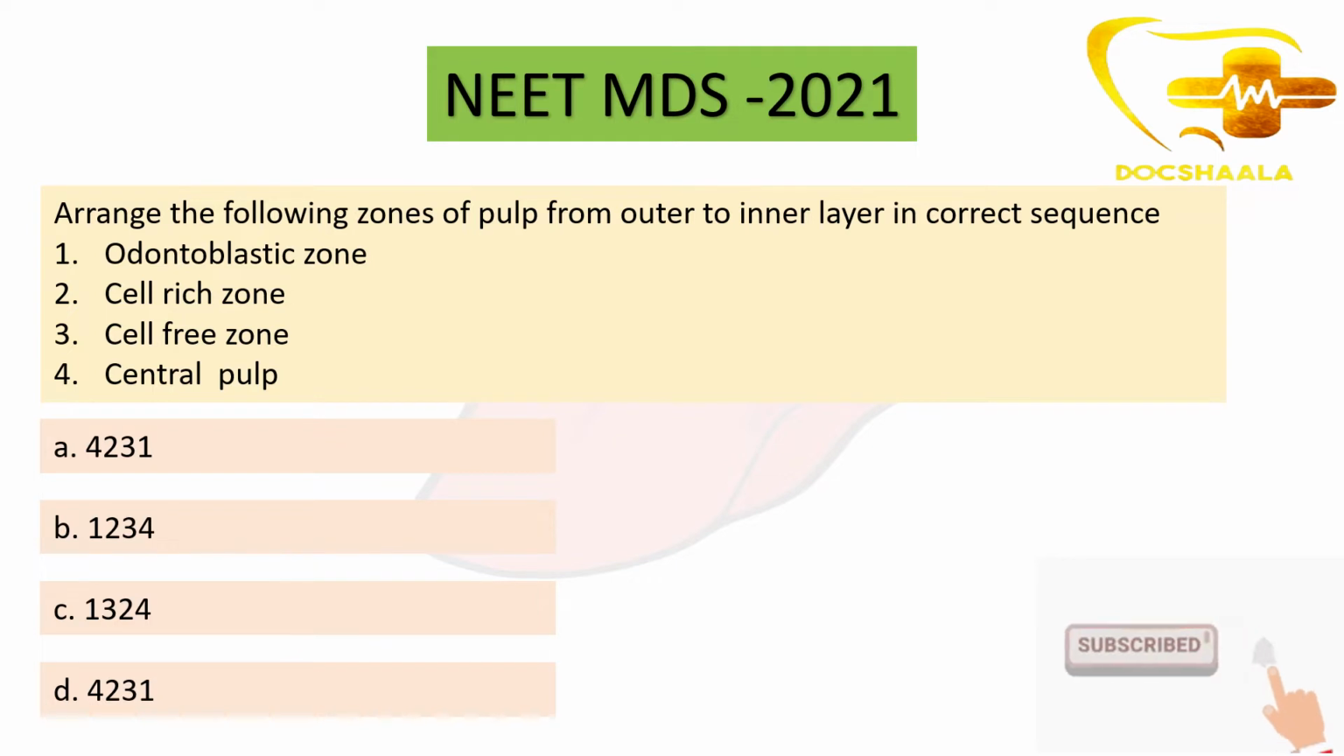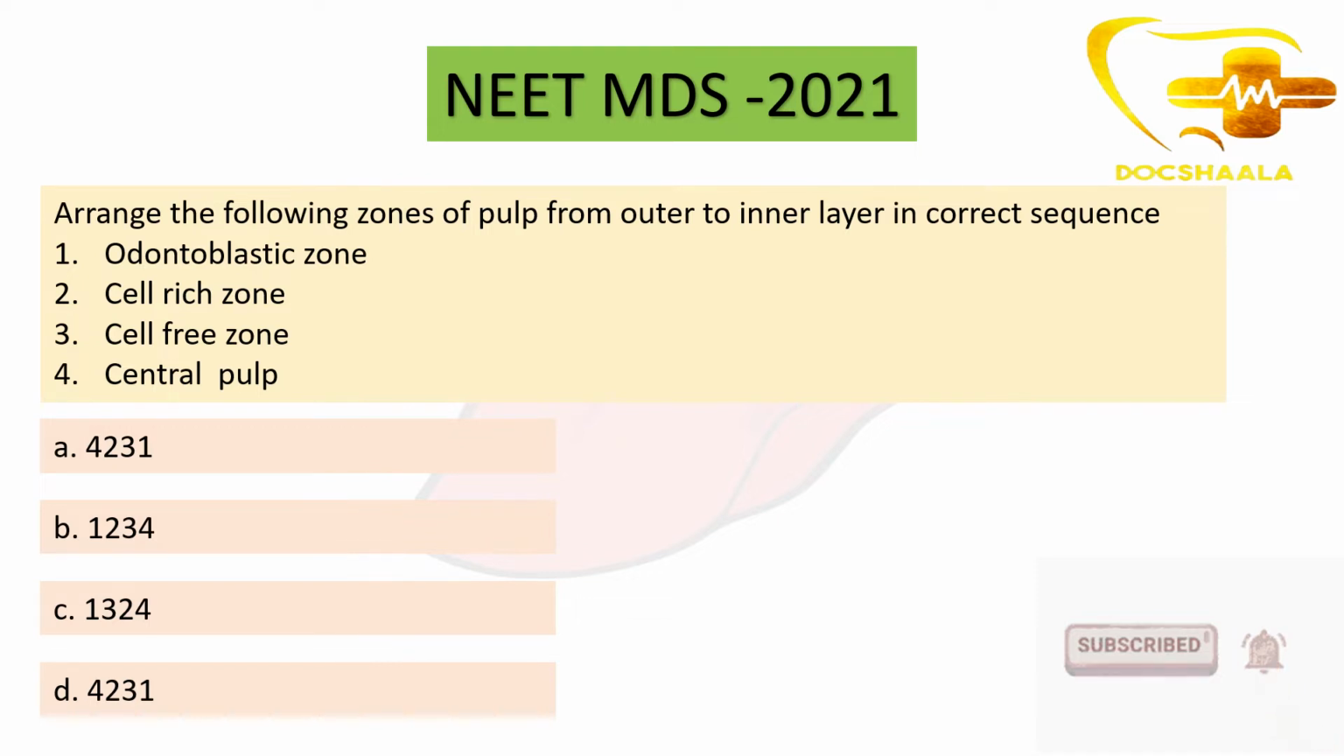So what are the zones they have given? It is odontoblastic zone, cell-rich zone, cell-free zone and central pulp. They have assigned numbers for each zone as 1, 2, 3, 4 and you need to arrange these zones in the correct sequence from outer to inner. Outer to inner means from the dentin side to the central pulp. The sequences they have given are 4 2 3 1, 1 2 3 4, 1 3 2 4, 4 2 3 1.